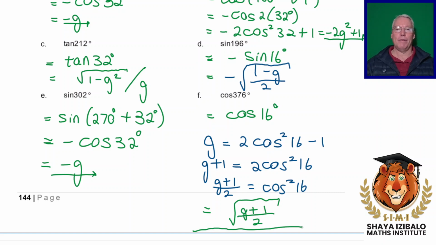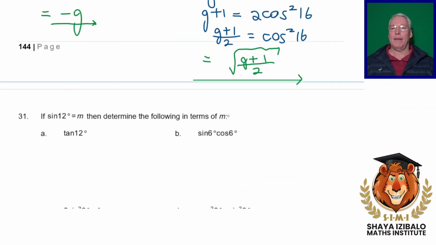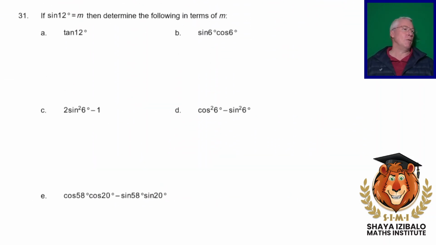Right. So the stuff in blue is not equal to cos 16. It's the working to generate an expression for cos of 16. Now we've shown you how to do one of those. Before the next lesson, please try the next question on page 145. Try all of those, and we'll look forward to going over it with you next time.